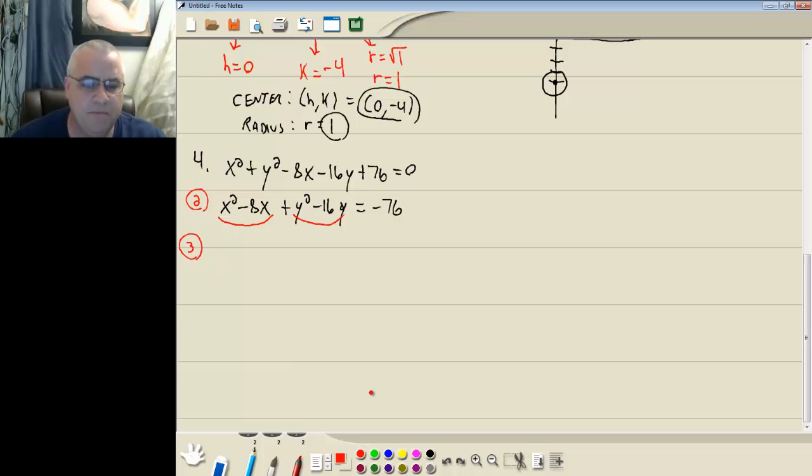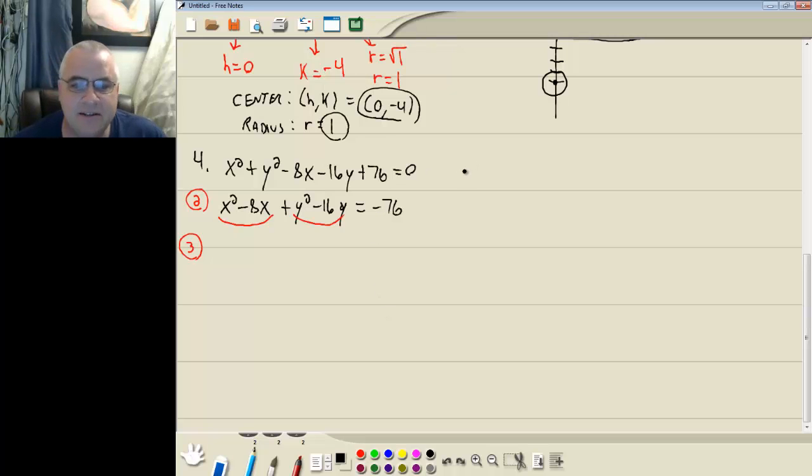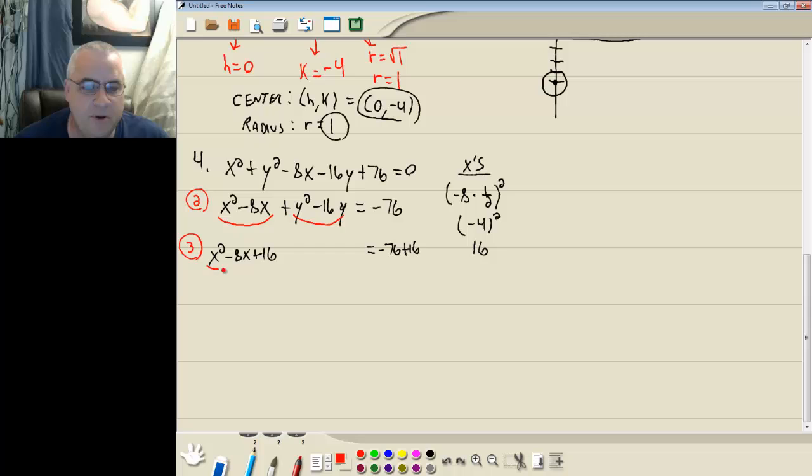Step 3. Complete the square on the x's, complete the square on the y's. Let's look at the x's first. Remember, with completing the square, we take the number that's before our x, which is negative 8. We multiply it times a half and we square it. It's always times a half, it's always squared. Negative 8 times a half is negative 4, and negative 4 squared gives us 16. Then we add that to both sides. So we got x squared minus 8x plus 16 equals negative 76 plus 16. Notice where I've grouped it: I put it with the x's, didn't I?